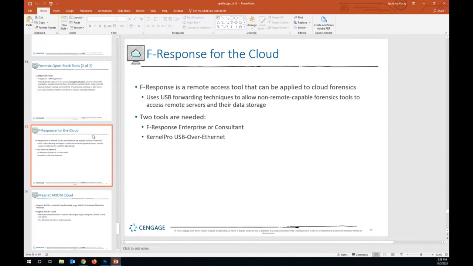F-Response for the cloud is a remote access tool applied to cloud forensics. It uses USB forwarding techniques to allow non-remote capable forensics tools to access remote servers and their data storage.